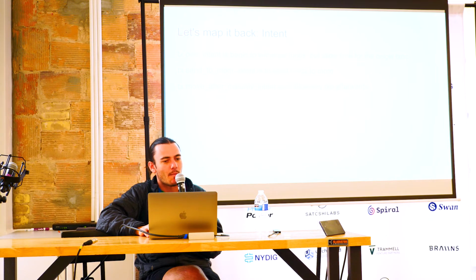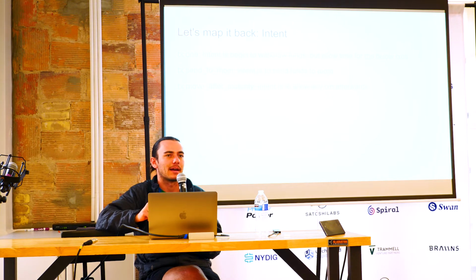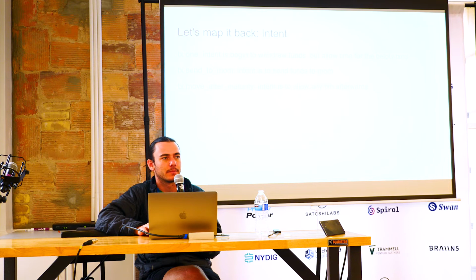So anyways, let's map it back to intent. TX1 intent is to begin to withdraw funds, but allow time for the below transactions. TX send to mom: the intent is to send funds to mom. TX move after maturity: the intent is to allow any transaction afterwards. Does anybody have any questions about those intents? Okay, cool, we're clear.